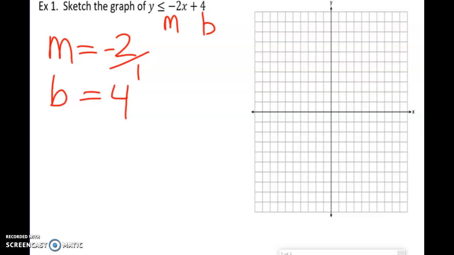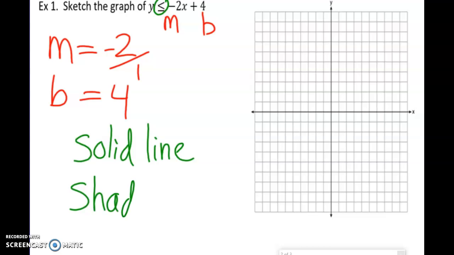Okay? Now before we go too much further, we have to make sure we know what type of line we're going to use and how it's going to be shaded. And we can tell all of that just based on the sign, on the less than or equal to. Go ahead, look at the top there. Because it's equal to, this is going to be a solid line. The answers will be on the line. And because it is less than, we will shade below that line. So these are two very important things that are different about graphing an inequality versus graphing an equation.